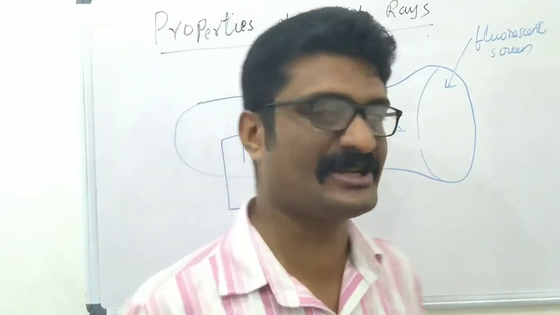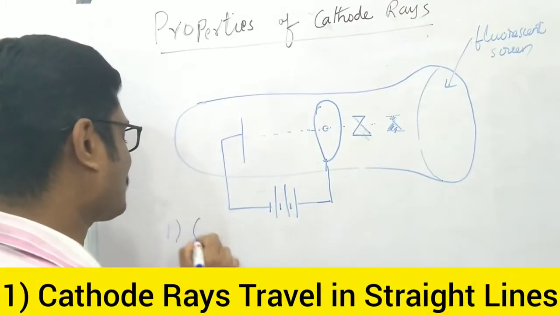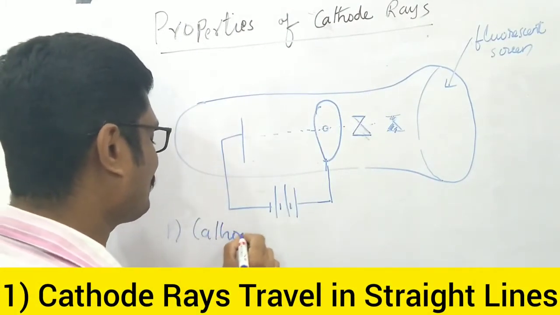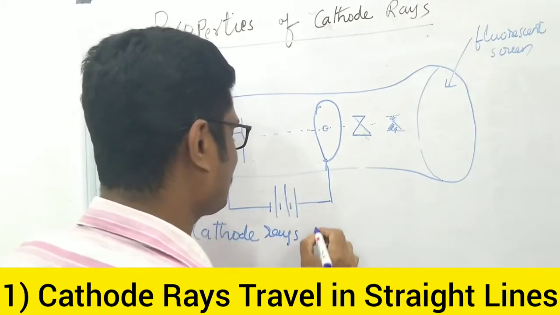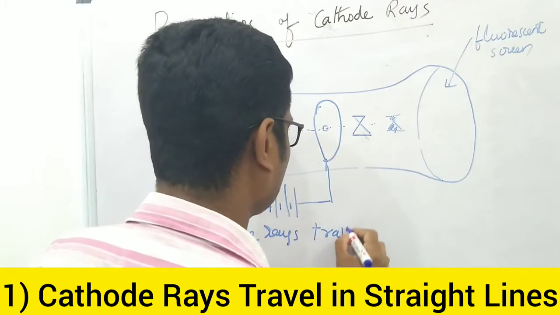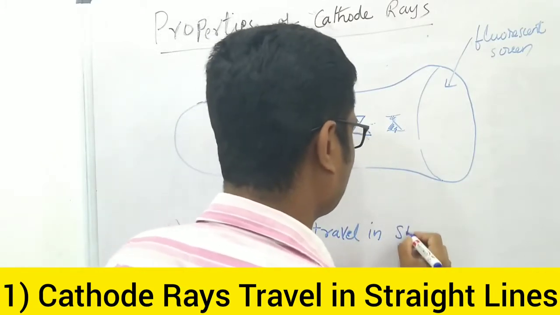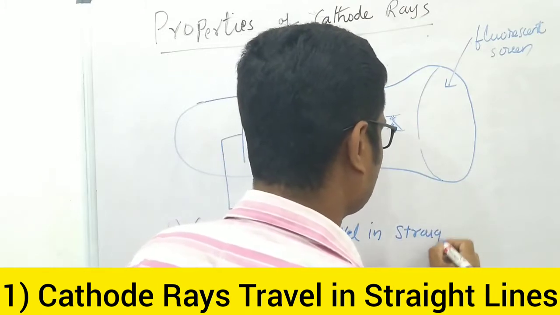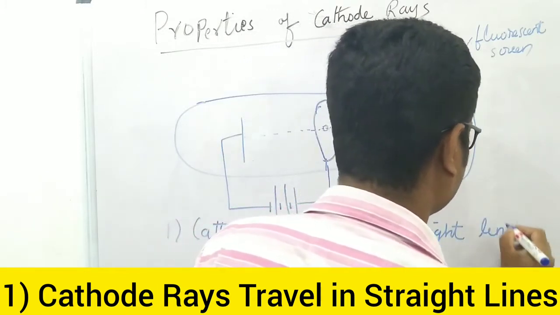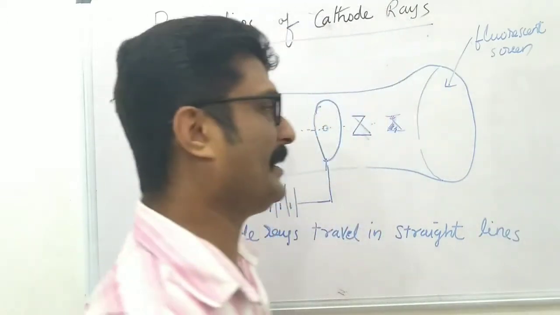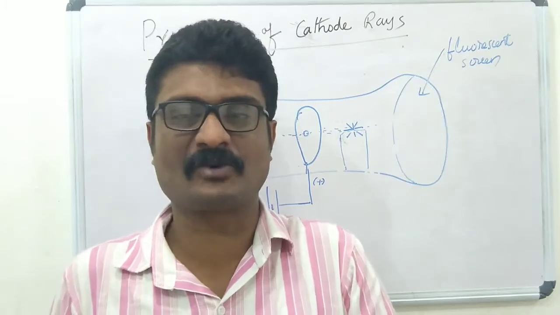Then the first important property: cathode rays travel in straight lines. Then we can explain the next property.